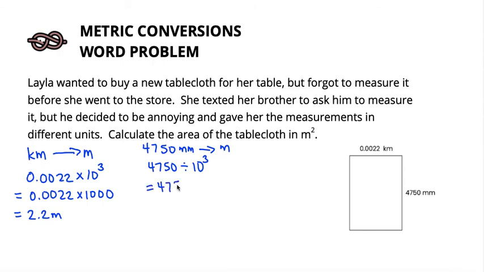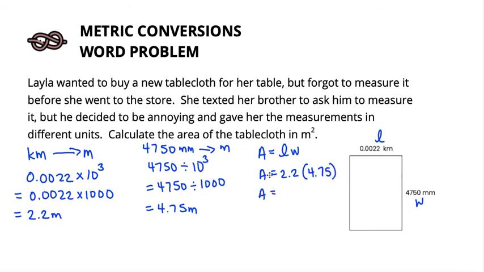So I'm taking my 4,750 and I'm dividing by 1,000. And that gives me an answer of 4.75. And my units are meters. So now that I've converted both of these measurements into meters, now I can figure out what the area of my tablecloth will be. So the area of a rectangle is length times width. It doesn't matter which one you label which one. So the area is length times width, or the area is 2.2 times 4.75, which is 10.45 meters squared.